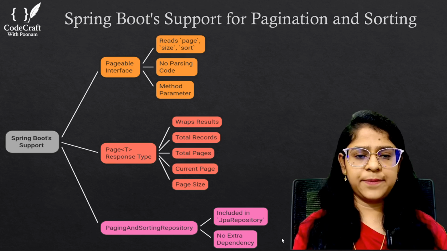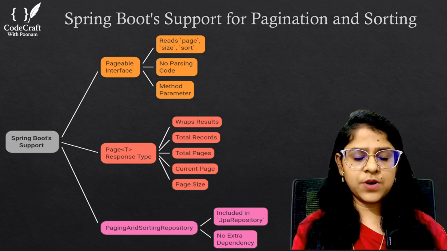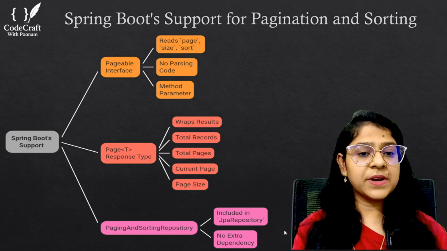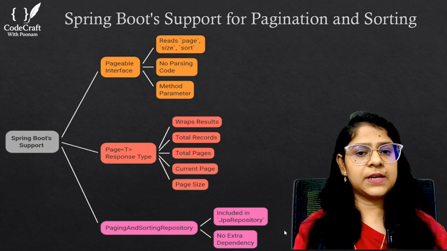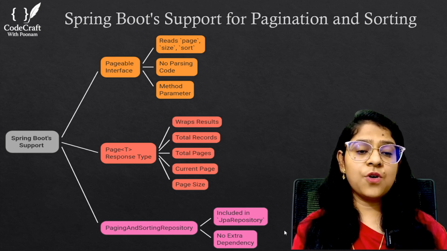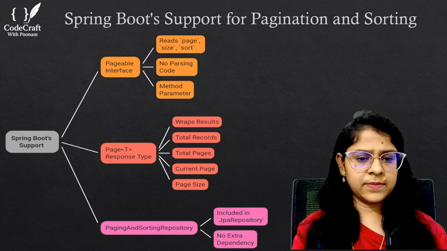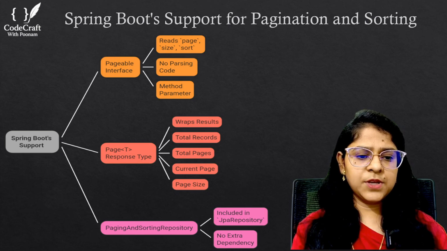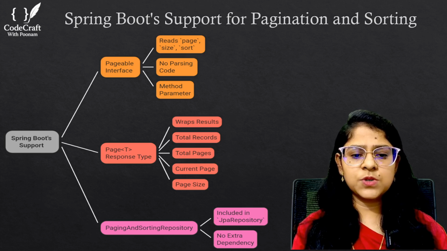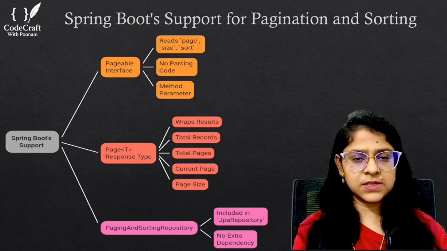That's it. Then coming to the Page type, that is our response type. It wraps your results with extra metadata. Metadata is nothing but data about data. It tells the client the total records, total pages, current page, and page size. And then coming to the paging and sorting repository, it is included in JpaRepository, so there is no extra dependency.